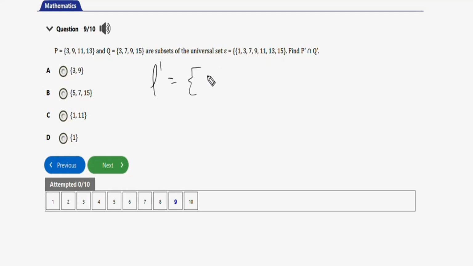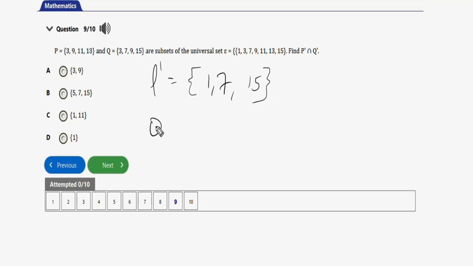So there is 1 in the universal set, there is no 1 in set P. There is 3, there is 7, there is no 7, there is 9, there is 11, there is 13, there is 15, there is no 15. Okay, so this is for P complement.